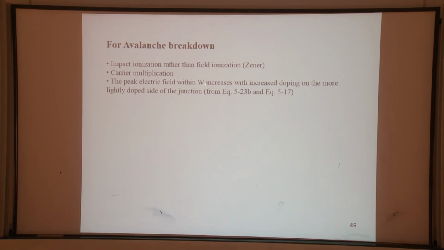The peak electric field within W increases with increased doping on the more lightly doped side of the junction. Actually, it just wants to show that width is a function of doping. If you dope one side much lighter than the other side, the depletion width will develop at the more lightly doped side. Okay, but I probably didn't mention this in the class, so you didn't know about that. I intentionally omit this part because it goes into too much detail. We may not be able to teach you in the 5-day workshop. So forget about it. This is more detail.